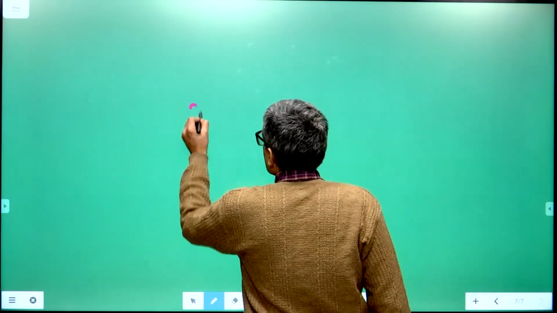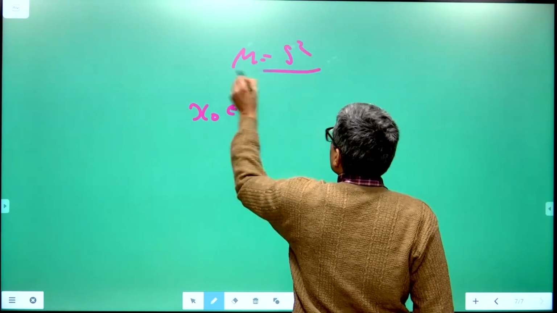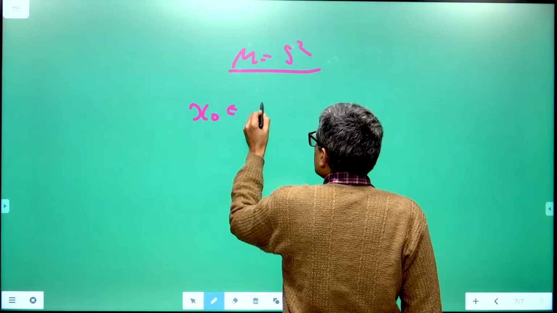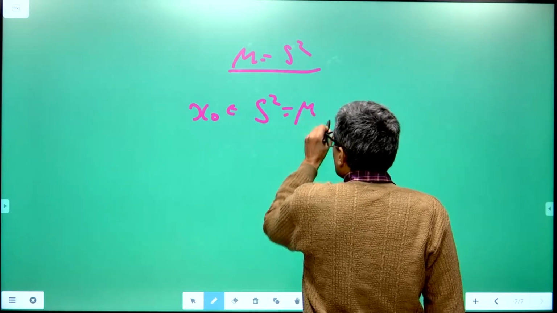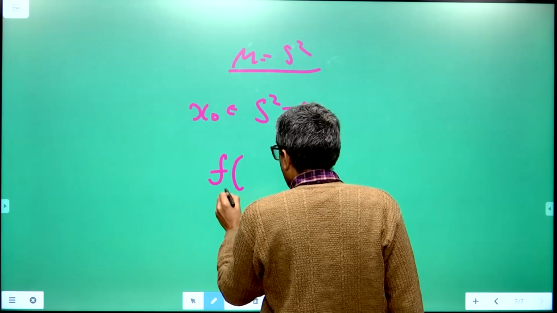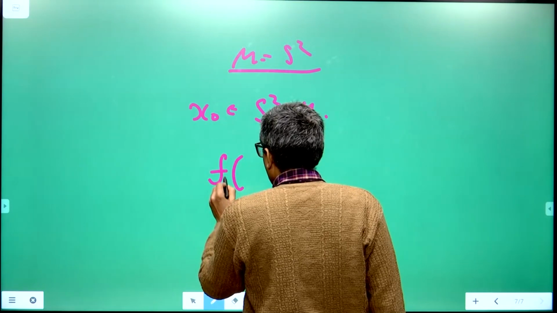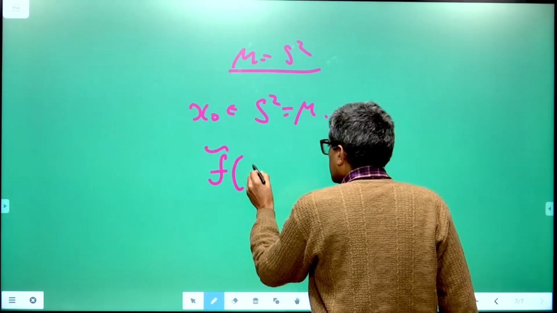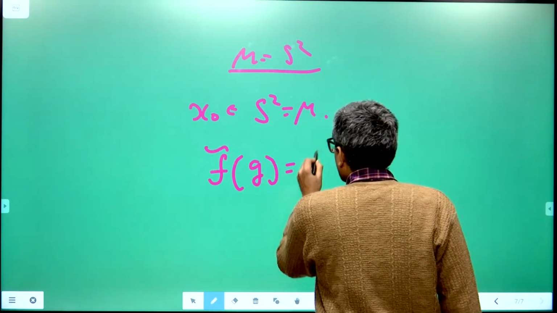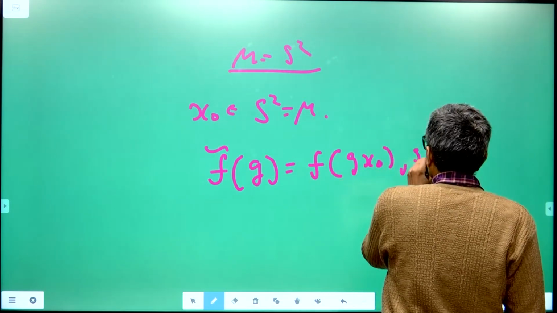Now you simply choose a point x0 on this sphere. Here I am considering the manifold to be S2 itself. Choose a point x0 on the unit sphere and fix it, and consider, say, f0. Let us say I define f tilde of g to be equal to f of g x0 as g varies over the group.